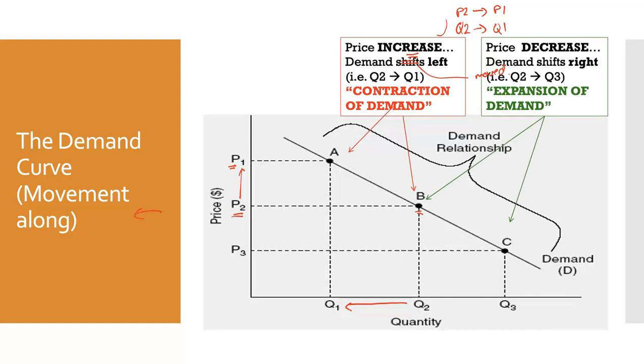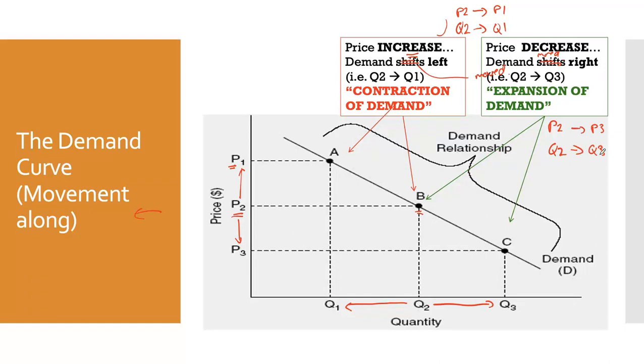If, for example, however, I have a price decrease, my demand is going to move right, being an expansion, because the decrease in price, P2 to P3, has led to an increase in quantity demanded from Q2 to Q3.